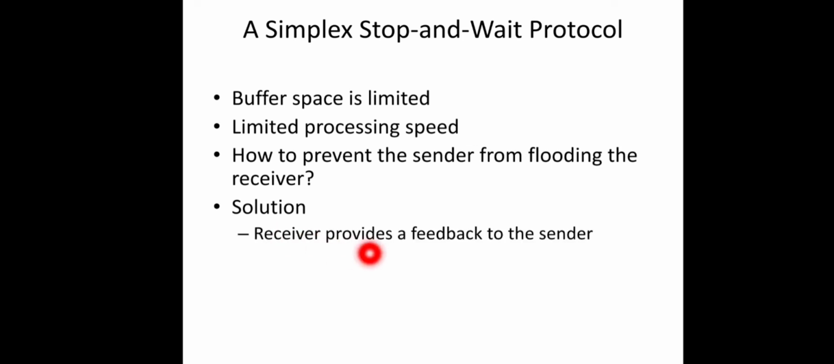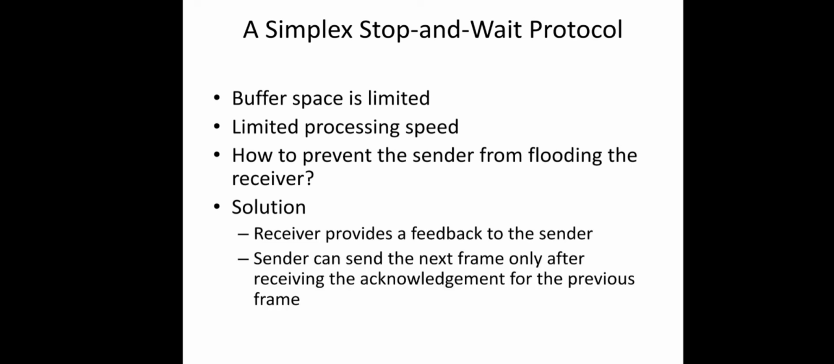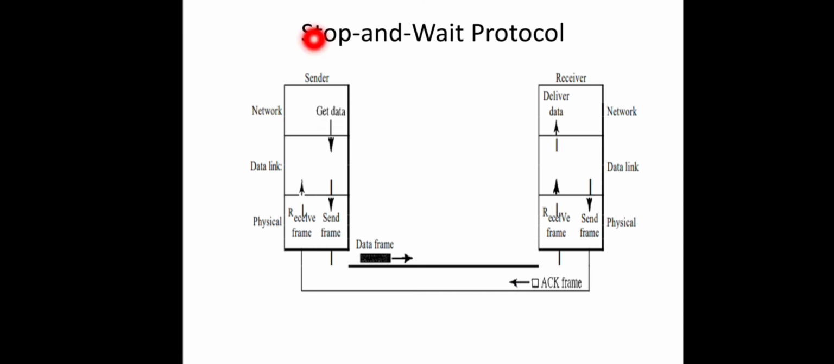The solution is that the receiver provides feedback to the sender. Each time the sender sends a data frame to the receiver, it can send the next frame only after receiving an acknowledgement or consent from the receiver. This is the solution we are using. So the sender can send the next frame only after receiving the acknowledgement for the previous frame. This is how the flow control is implemented in the second protocol. That is why it is called stop and wait. After sending one frame, stop and wait for the acknowledgement. After getting the acknowledgement, it can send the next frame. So this is how the stop and wait protocol works.